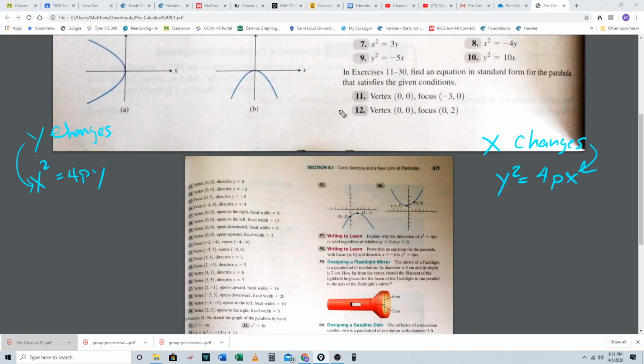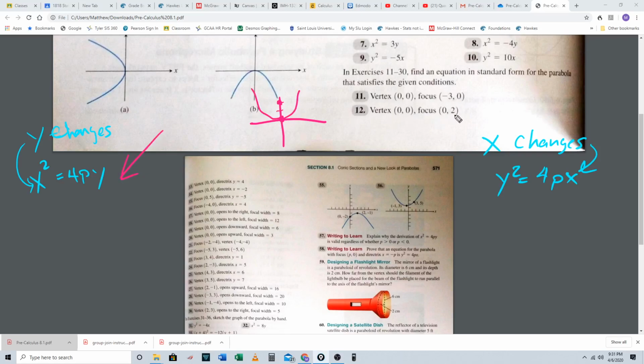All right, so we're going to do number 12 here. We're given the vertex and the focus is 2. Again, it is helpful to graph this. Vertex is (0, 0), the focus is (0, 2). So that means it's going to open up, which means we're using this.